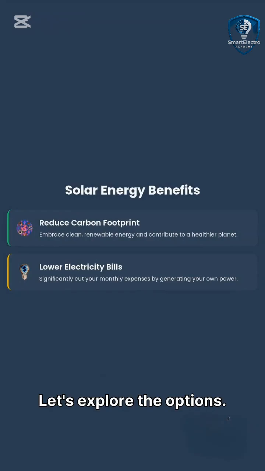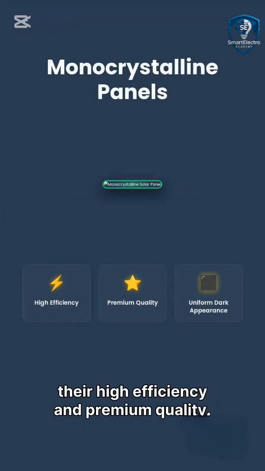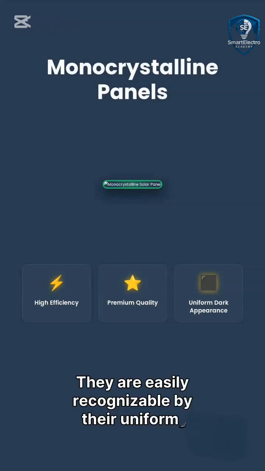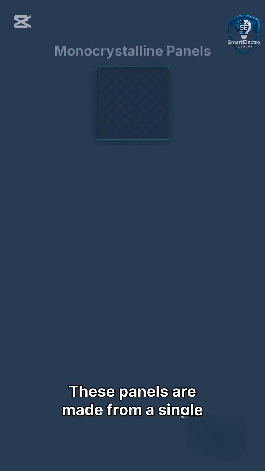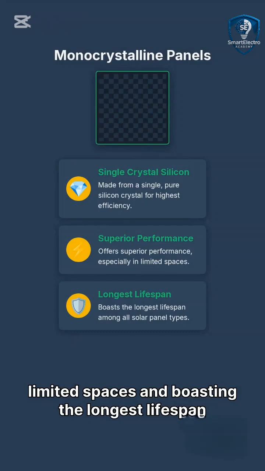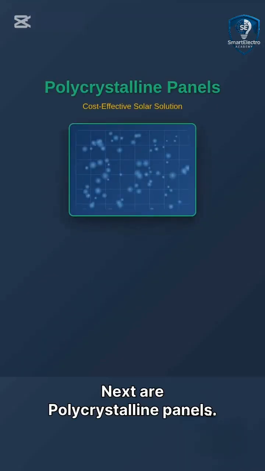Let's explore the options. First, we have monocrystalline panels, known for their high efficiency and premium quality. They are easily recognizable by their uniform, dark black appearance. These panels are made from a single crystal of silicon, offering superior performance in limited spaces and boasting the longest lifespan among panel types. Next are polycrystalline panels.